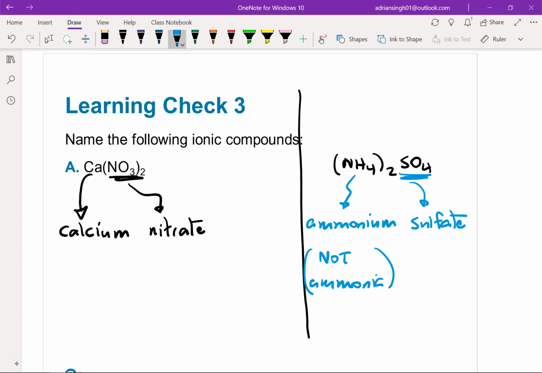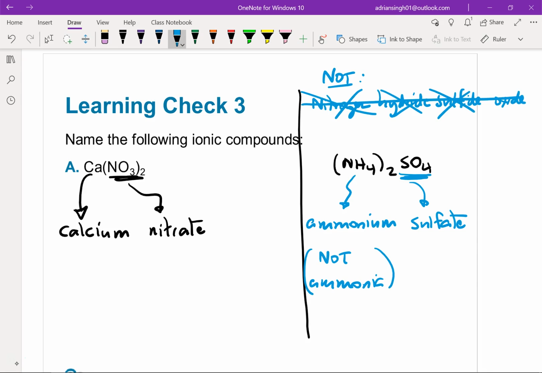Often what I see with students when they look at nomenclature initially, they're tempted to try to name every single atom in there. That's what I do not want you to do. So for instance, you're not going to name this as nitrogen hydride, sulfide, oxide. That's completely wrong.